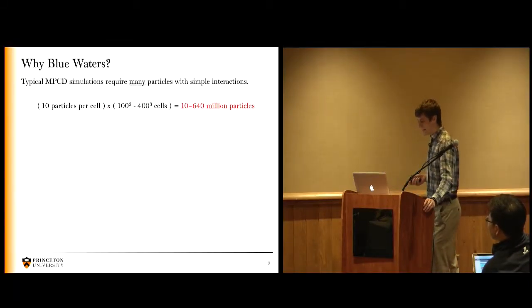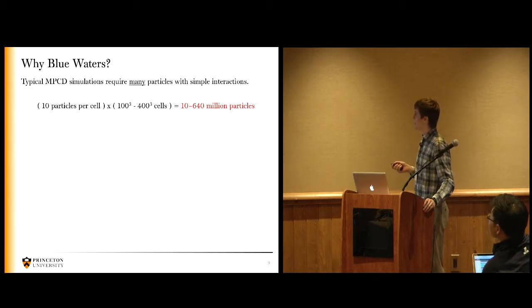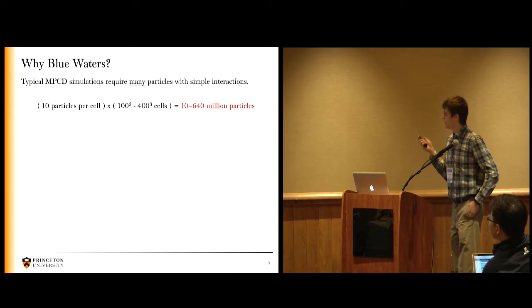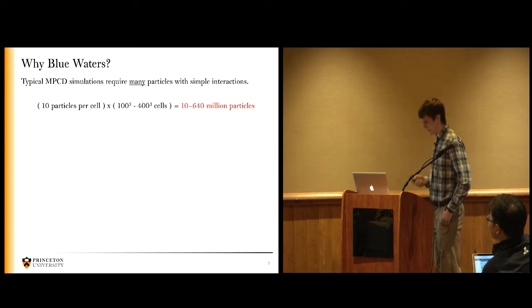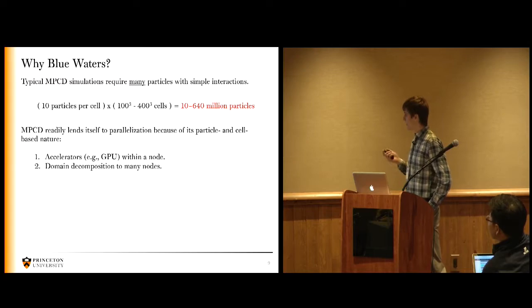And so why do we need Blue Waters to do simulations like this? Typically, MPCD simulations require many particles, even though they have very simple interactions that I've already described. So typically, within this multi-particle collision cell, we have about 10 particles. And then there's anywhere between like 100 cubed or 400 cubed cells, requiring 10 million or up to 640 million particles, which is a lot to deal with.